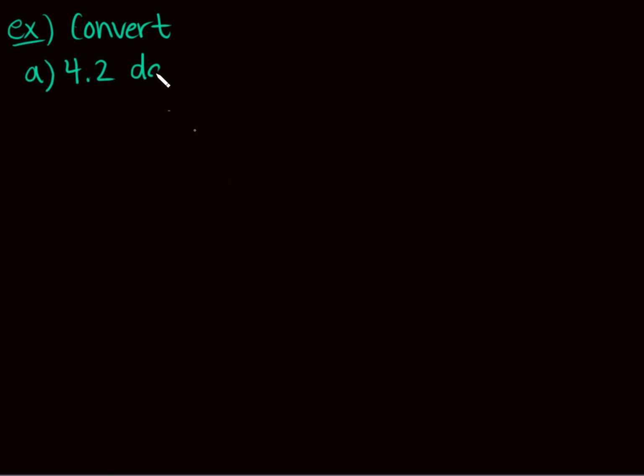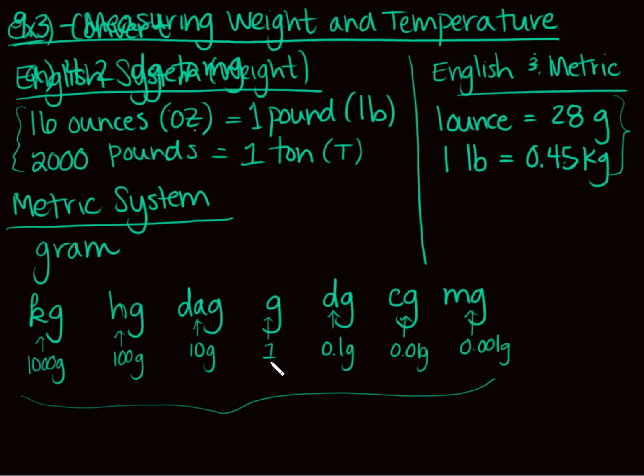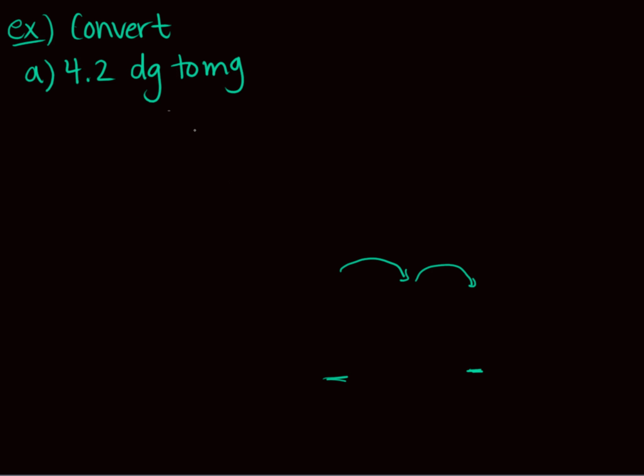4.2 decigrams to milligrams? Remember, let's go back to our chart. Decigrams to milligrams, so I'm going this way, and we usually use our arrow on the top. What are we going to do? We're going to multiply by 10 twice. Multiplying by 10 twice is the same thing as moving my decimal place to the right 2. So that would be 420 milligrams.